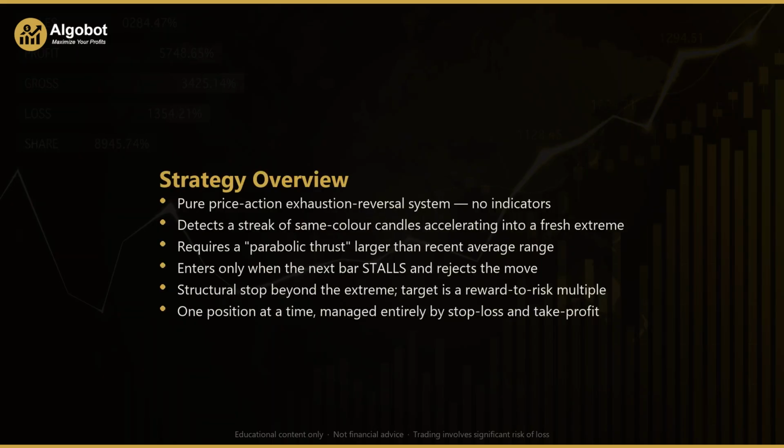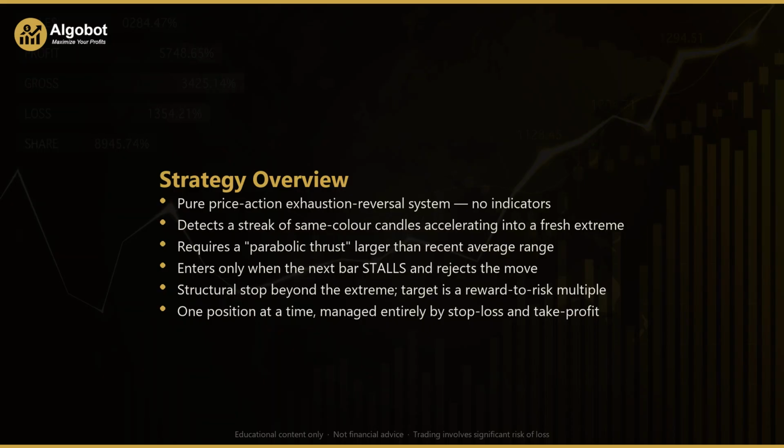So let's set the scene. Parabolic Stall Reversal is a counter-trend or reversal strategy. It is built on a very old market observation. Strong directional moves are often born from a run of same-colored candles that accelerate into a fresh high or low, and then, quite suddenly, they exhaust themselves. The crowd that pushed price there runs out of buyers or out of sellers, and the move stalls. This expert advisor is designed to detect that exact moment of exhaustion and to position for the snapback that frequently follows.